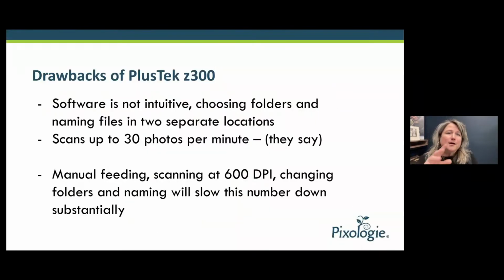So I put some drawbacks, and I actually did open up the PlusTek Z300 handbook to kind of look through the settings that you can choose and that sort of thing. So this is my 2 cents worth. The software is not as intuitive as Epson. You have to choose folders and name files in 2 separate locations, which would slow you down if you have a lot of batches. They say you can scan up to, it's 2 seconds per photo to scan.